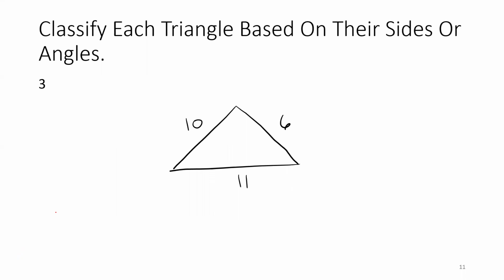Number 3. In this triangle, we are given 3 sides. They're all different. We have a side length that's 10, a side length that's 6, and a side length that is 11. So none of the sides are congruent. That means none of the angles are congruent. So what kind of triangle would this be?